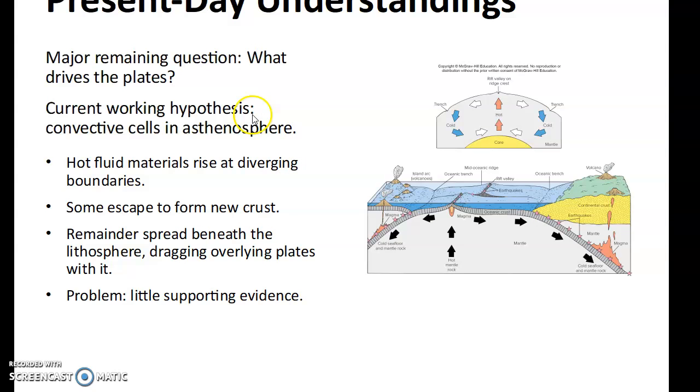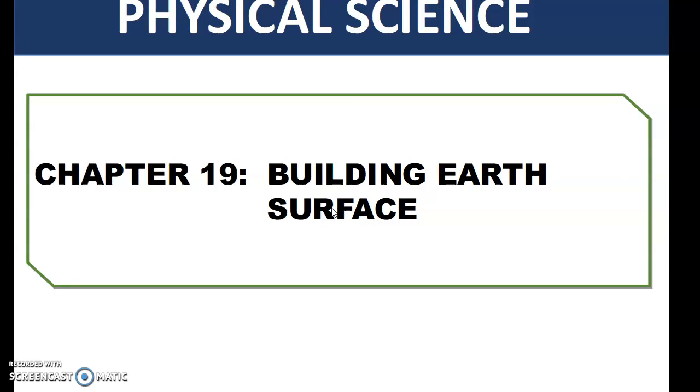Present-day boundary understanding: what drives the plates? The current working hypothesis is convection cells in the asthenosphere. Hot fluid materials rise at diverging boundaries. Some escape through the seafloor crust. Some work to the other ones and drag the other ones. There's little supporting evidence for this, and that's the end of that particular chapter.